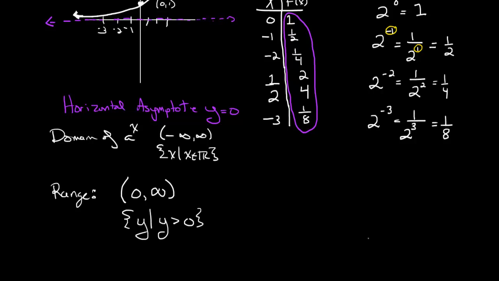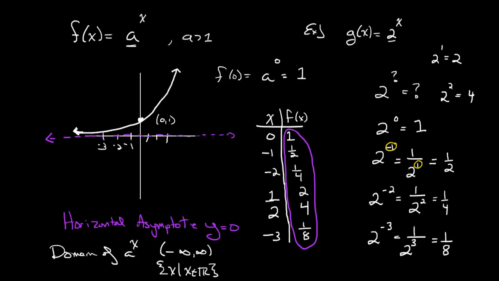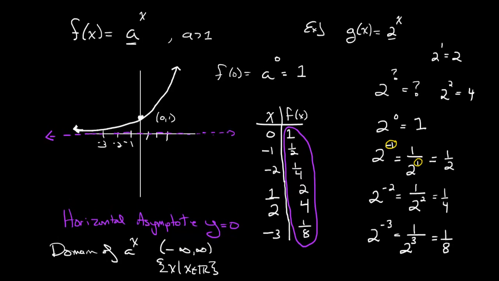So these exponential functions have very consistent properties in regards to their domains and ranges. All of the transformations that I've discussed prior will hold true in these exponential functions as well. So what happens as a gets larger?